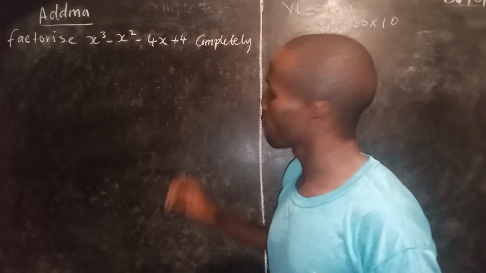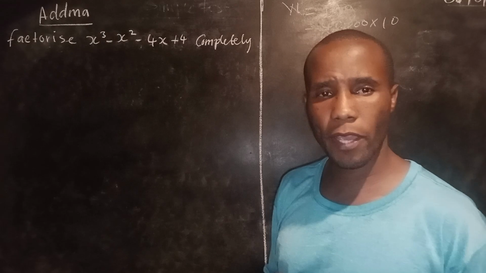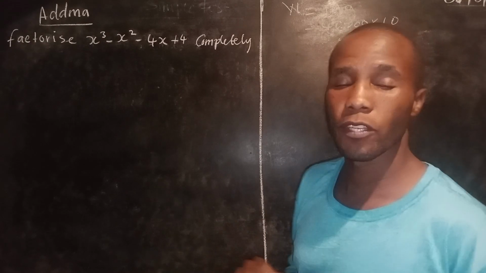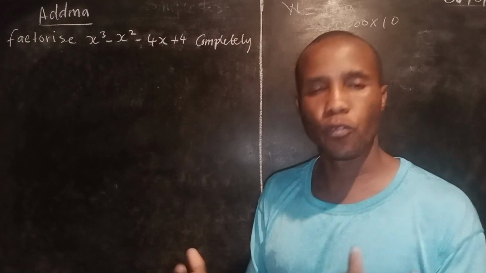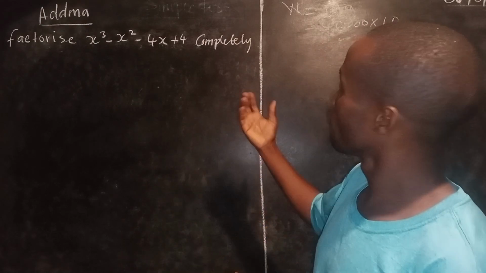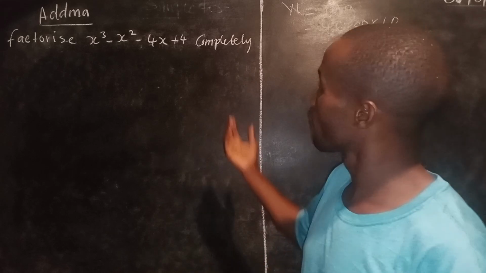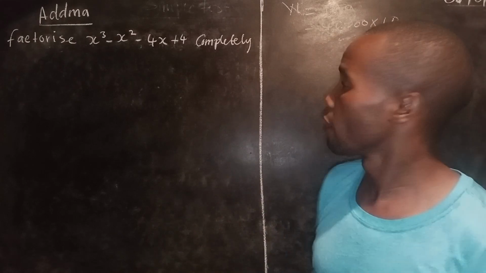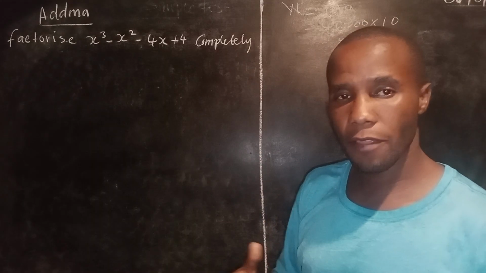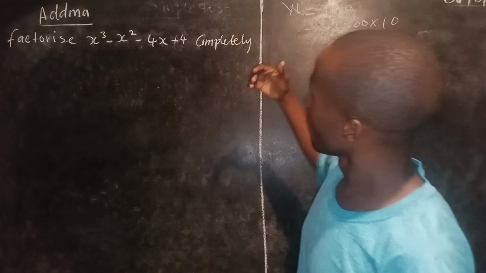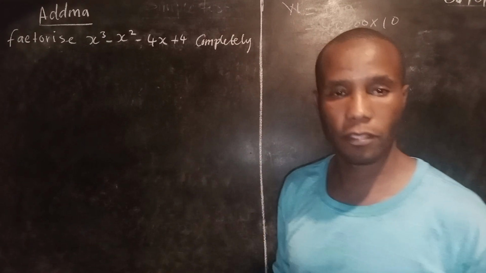So now, how can we factorize this one? Remember, when we are looking at syllabus D, where the first term is raised to power 2, if we are to use the factorization method, you look for product, sum, and factors. Or you use the formula method or completing the square method. But for this one, we are going to use long division.